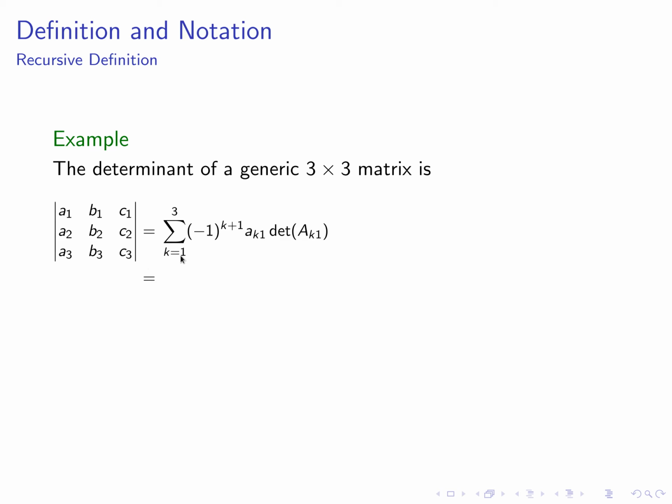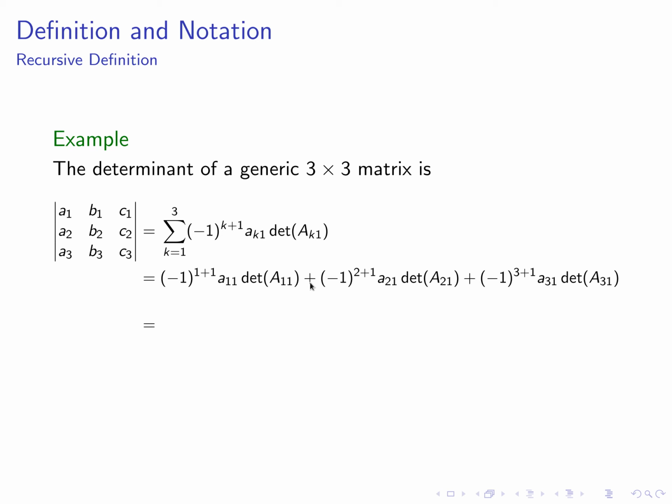By definition, we're looking at the sum from k equals 1 to 3 of (-1)^(k+1), multiplied by the k1 entry of the matrix, multiplied by the determinant of the k1 submatrix. When we plug in k equals 1, 2, and 3, we get our 3 terms. The first term will be (-1)^(1+1) times the 1,1 entry of the matrix times the determinant of the 1,1 submatrix.